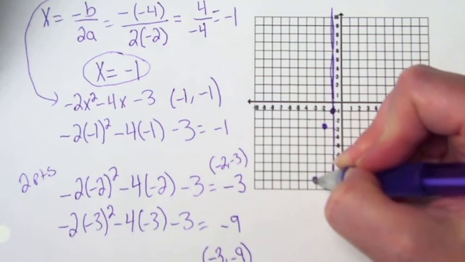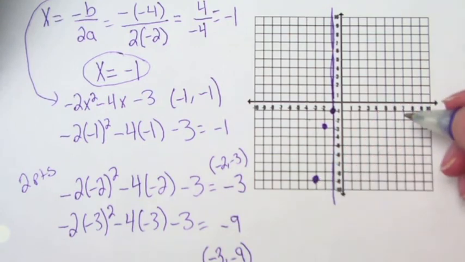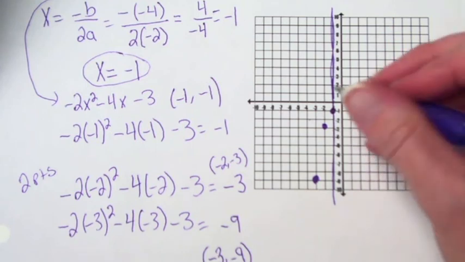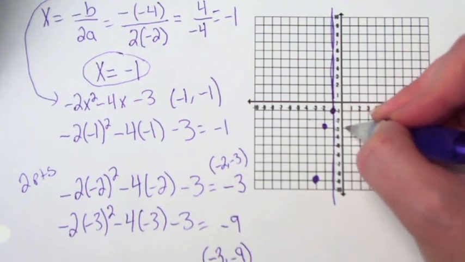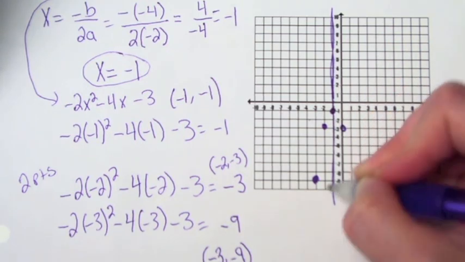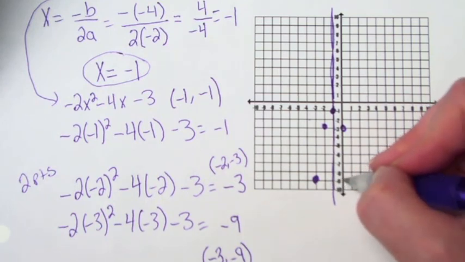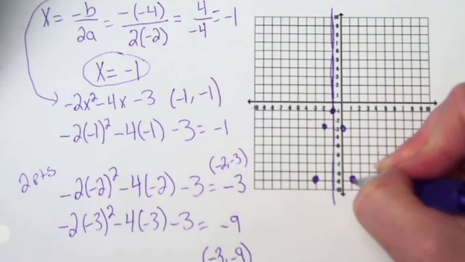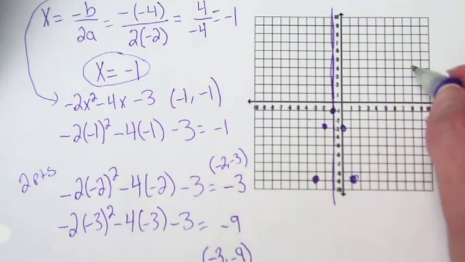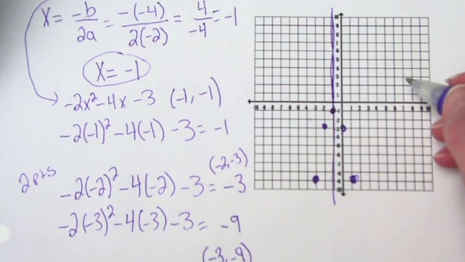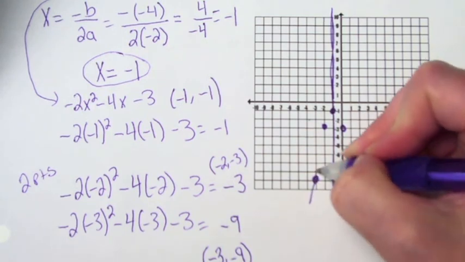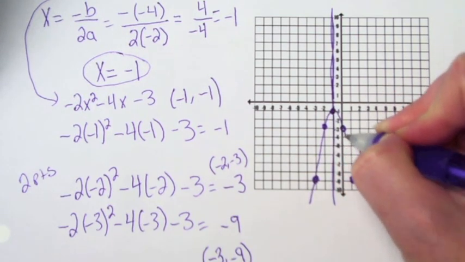Would it be a bold line? Yes, it is going to be a solid line this time. Once you get those 2 points in, mirror the others. It is a solid line because it's greater than or equal to. So go ahead and connect the dots in a solid line.